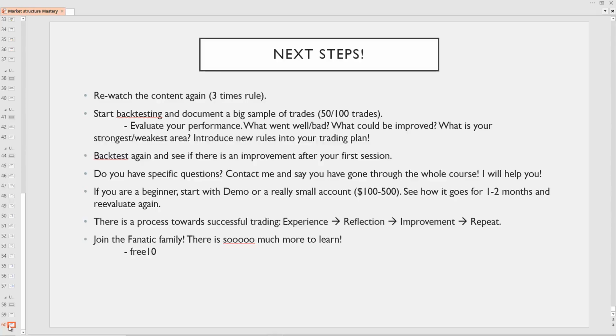You can take it to B as well, depending on your capital. Then see how it goes for 1 to 2 months and reevaluate again. And of course, there is a process towards successful trading.